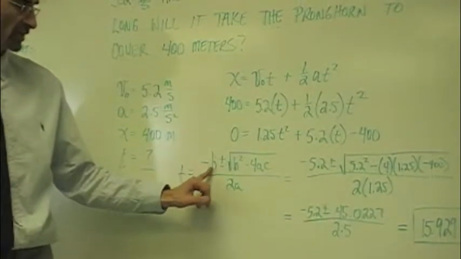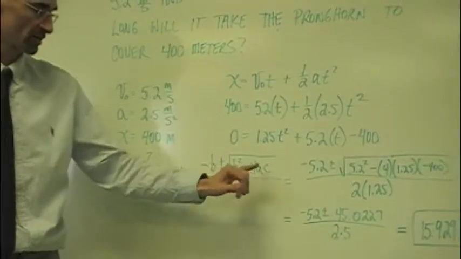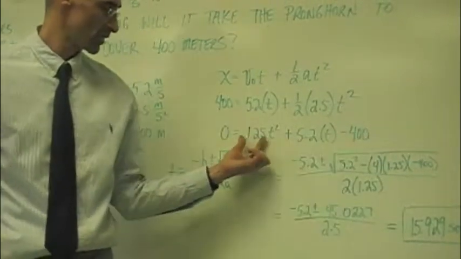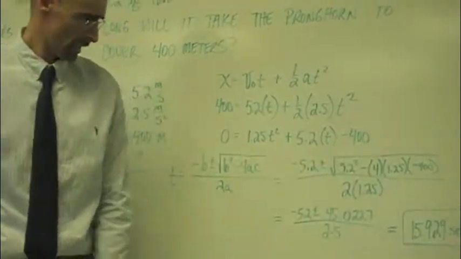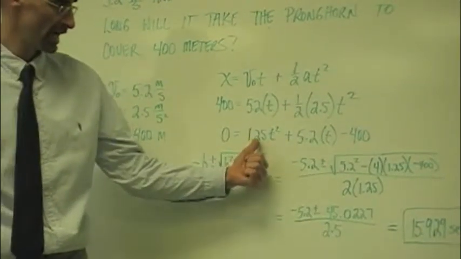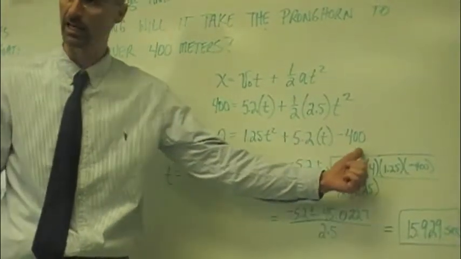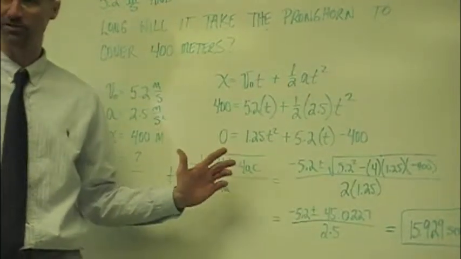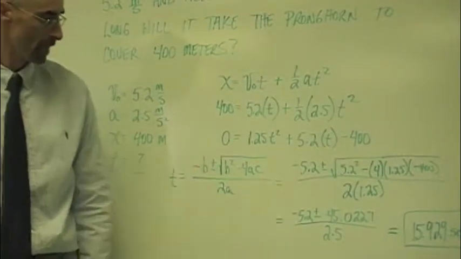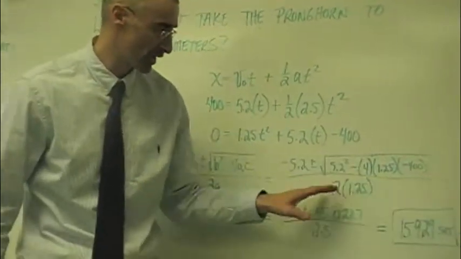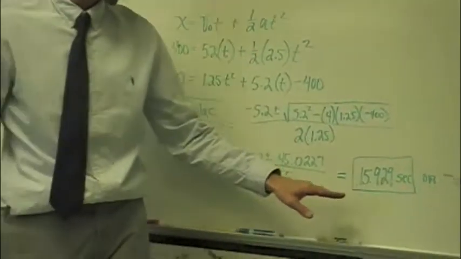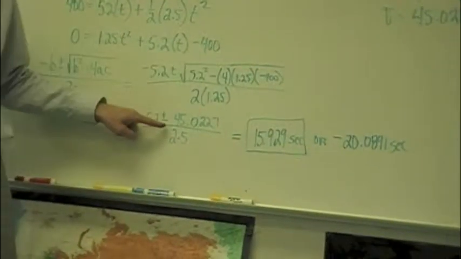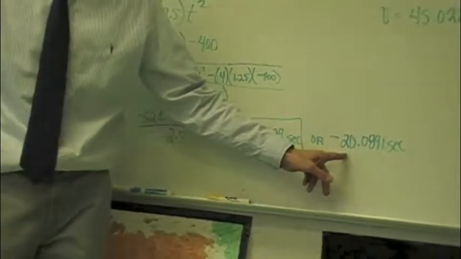T equals negative b plus or minus the square root of b squared minus 4ac all over 2a. If I've rearranged my equation like this, with the t squared, the t, and the 400 there, then this is my A, that is my B, and that is my C. Not to be confused, this A is not the same thing as acceleration. Does that make sense? We plug these in, and I've done this for you here. We come up with a solution of 15.92 seconds, or, because we have the plus or minus, negative 20 seconds.